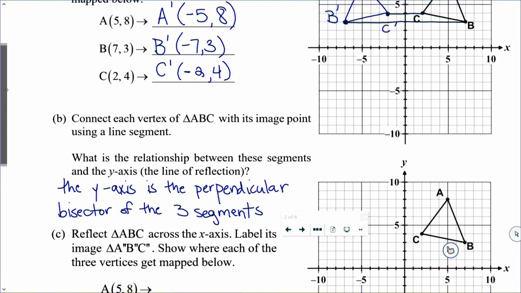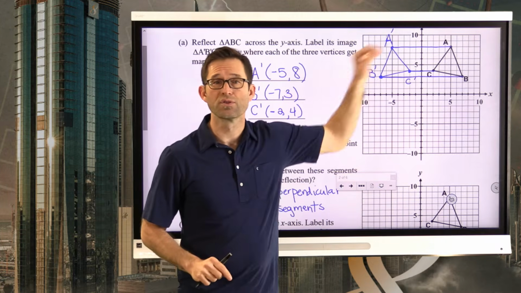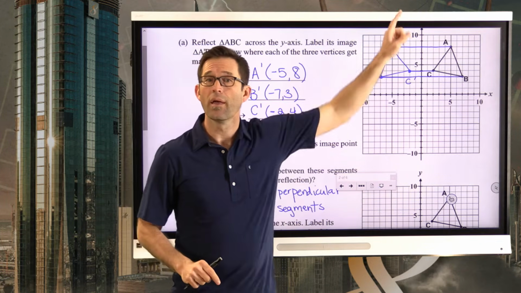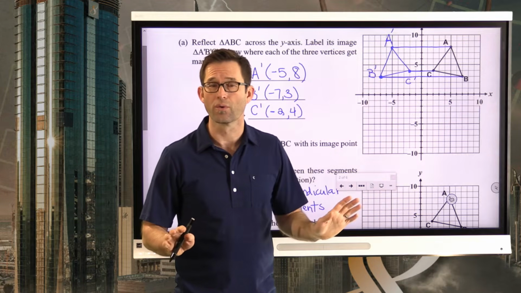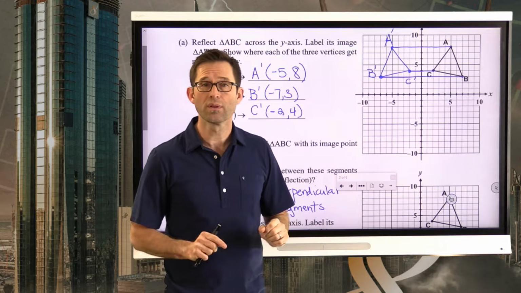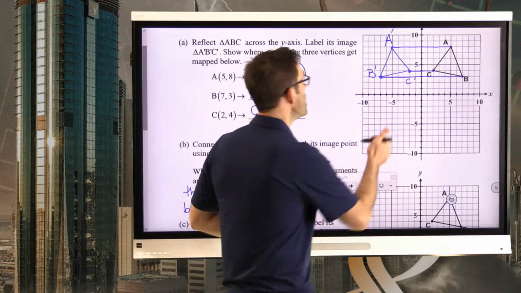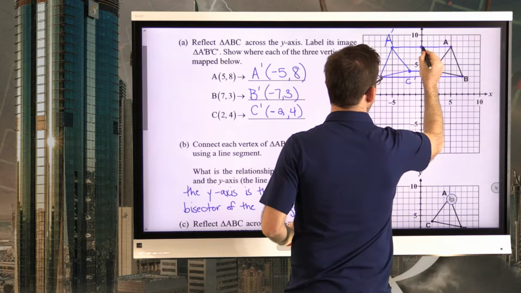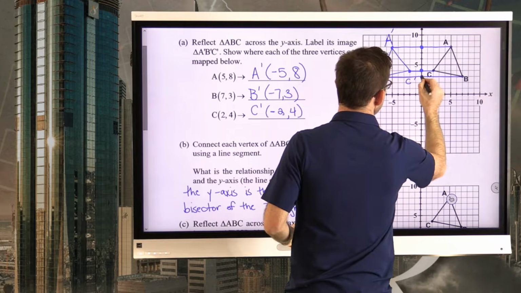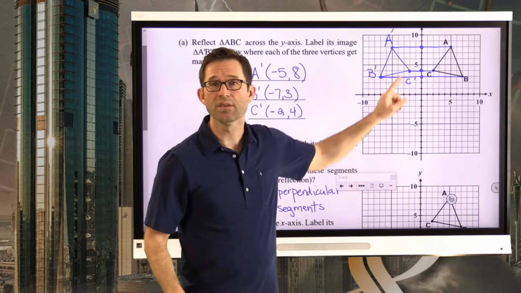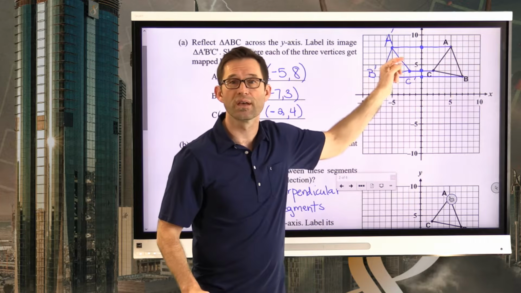We can tell that it's perpendicular simply because the three line segments are all horizontal and the y-axis is vertical, and all vertical lines are perpendicular to all horizontal lines. But we can also tell it's the perpendicular bisector. In other words, it's a bisector because if I looked at each one of the intersection points between those segments and the y-axis, what I'd see is each one of those points is the midpoint of that overall segment.